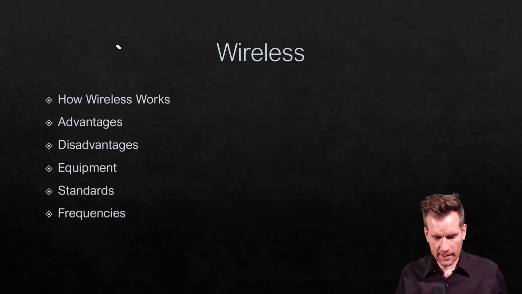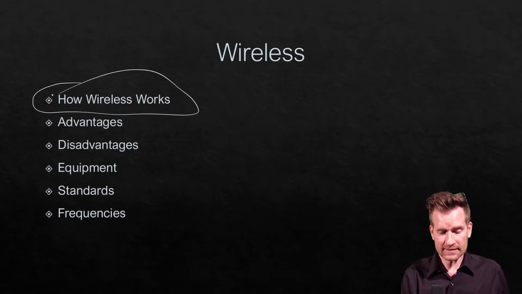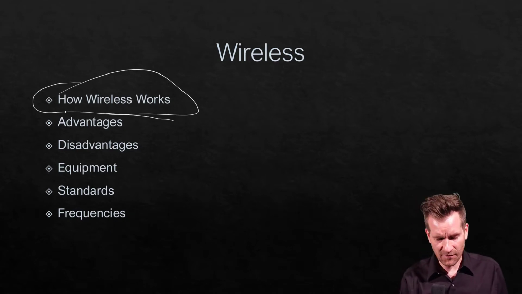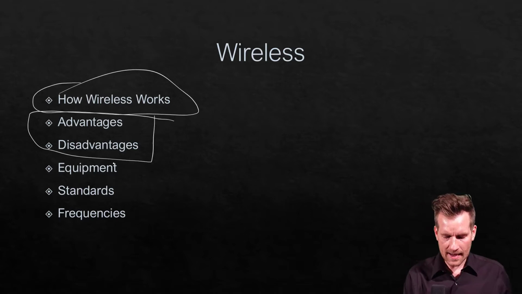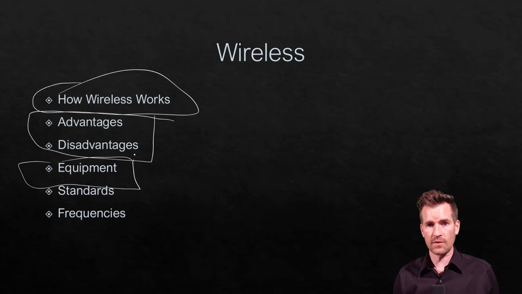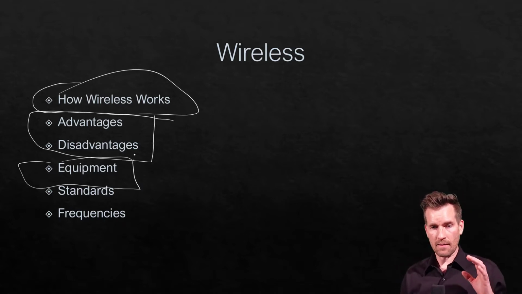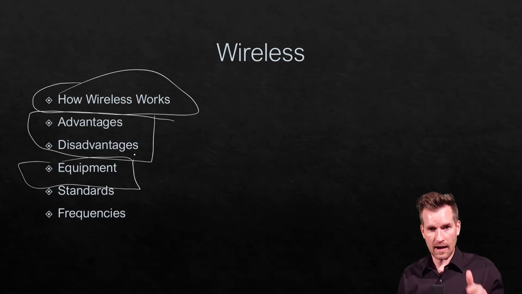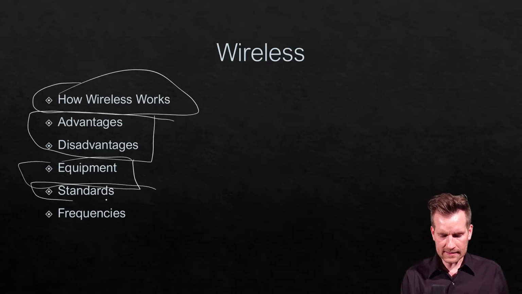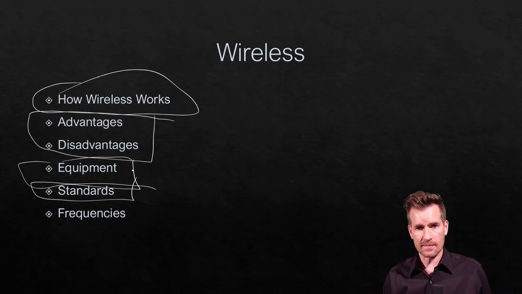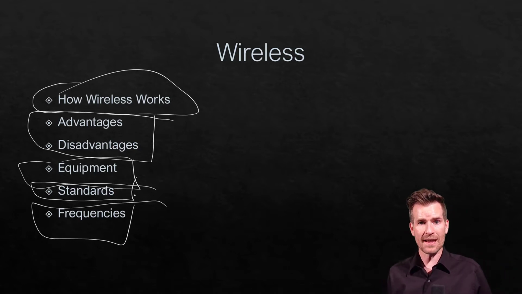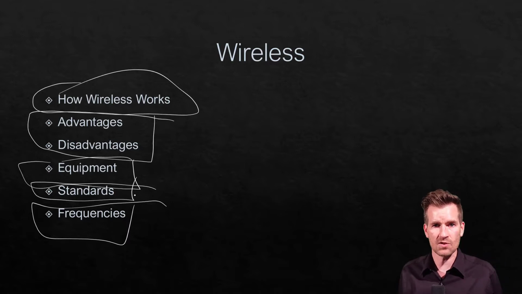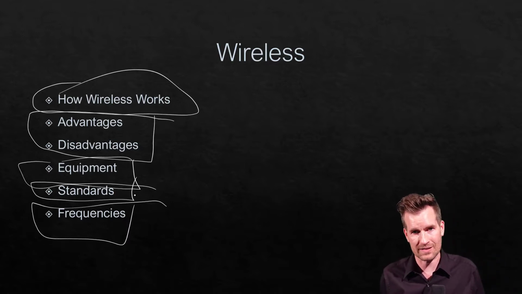In this video, we're going to talk about how wireless works, some advantages and disadvantages of wireless. Then I want to make sure that we are on the same page as far as equipment is concerned. There's a couple things that are misconceived out there or errors that I've seen people make. Let's talk a little bit about standards and some standards that are out there, and then we'll wrap this up talking about the two main frequencies that we use and the advantages and disadvantages of those two frequencies.